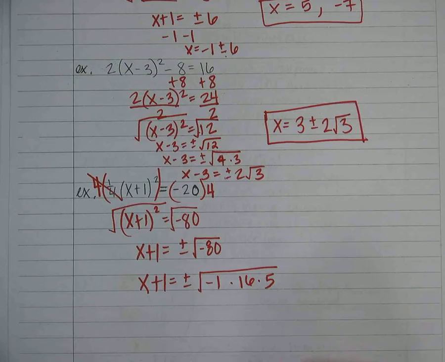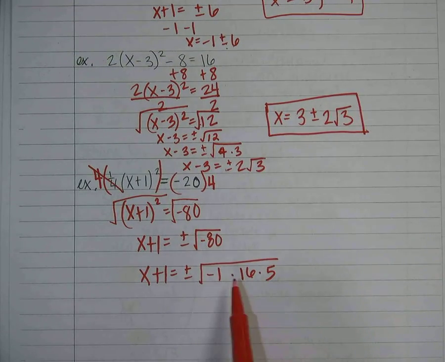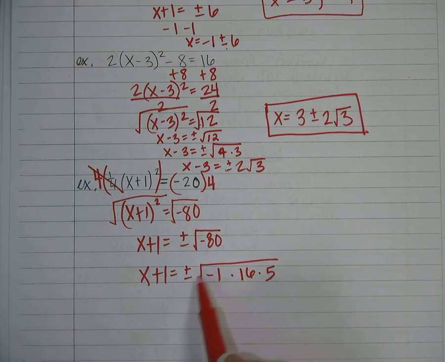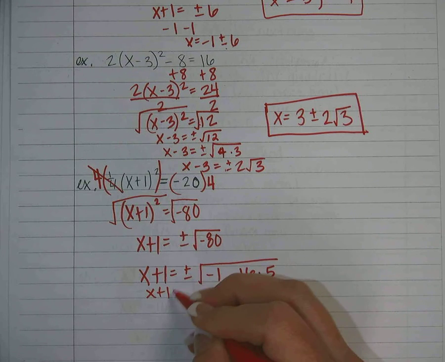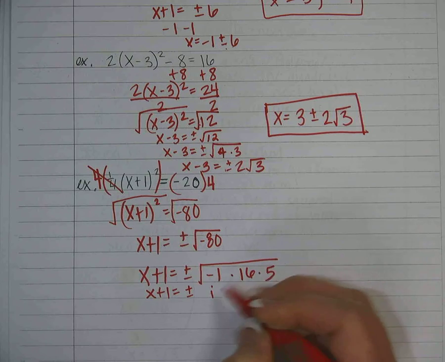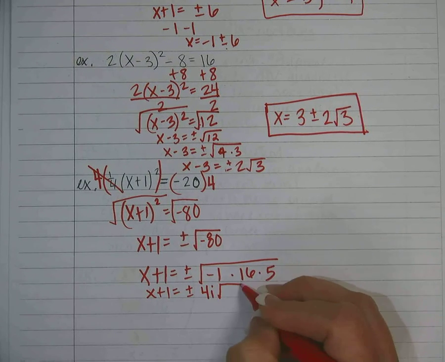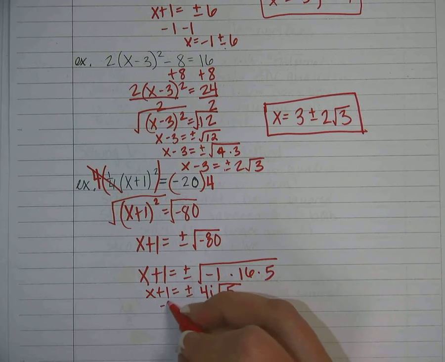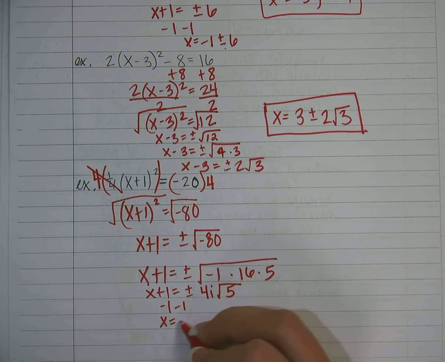I don't know why I wrote that so big, but whatever. Anyway, square root of negative 1, of course, is i. Square root of 16 is 4. And I can't take an even square root of 5, so it's going to stay inside. Minus 1.